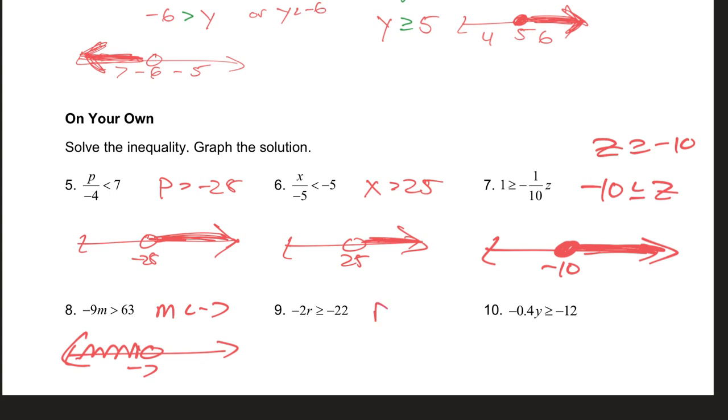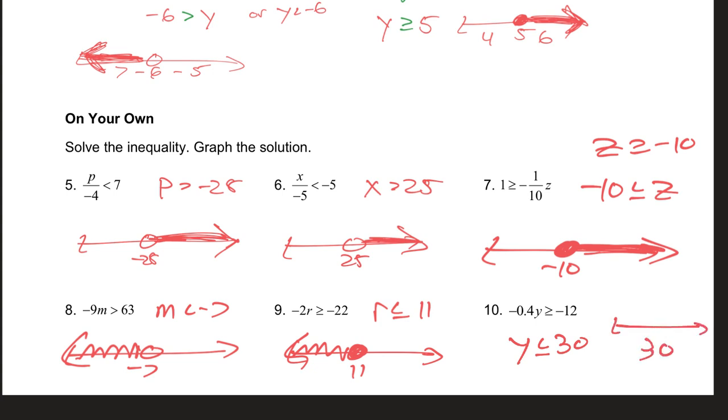Number 9 is r less than or equal to 11. So that's going to be a closed circle on 11 shaded to the left. And then number 10, we have y less than or equal to 30. And then on your number line, you're going to have 30. That's going to be a closed circle shaded to the left.